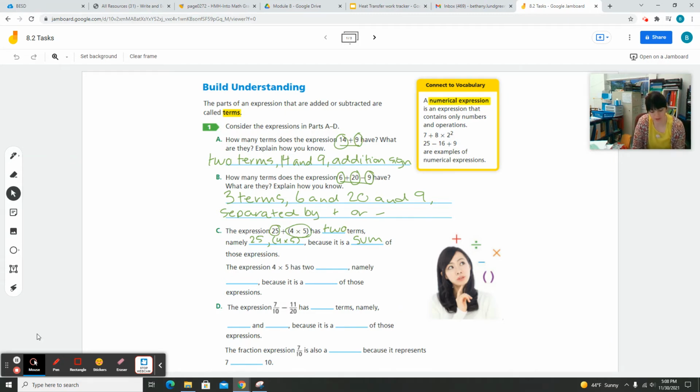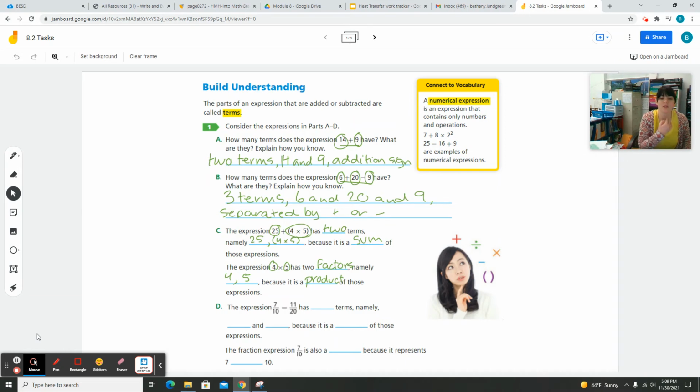Now, the expression 4 times 5 has 2 what? We have the 4 and the 5. We're not going to call them terms because this one only has one term. The multiplication sign does not separate these two things as terms, but we do call the 4 and the 5 something else. We call them factors. And you guys have heard that word before. It has 2 factors, and these 2 factors are 4 and 5. And this is because it is a what of those expressions. When we multiply 4 and 5, what do we call the answer to a problem like that? We call that a product.